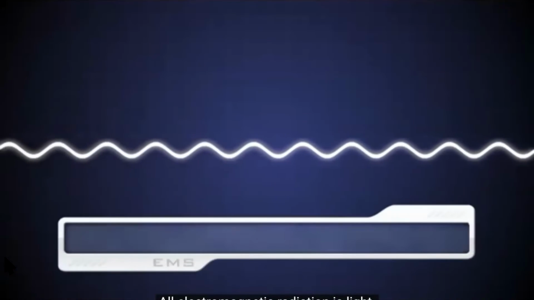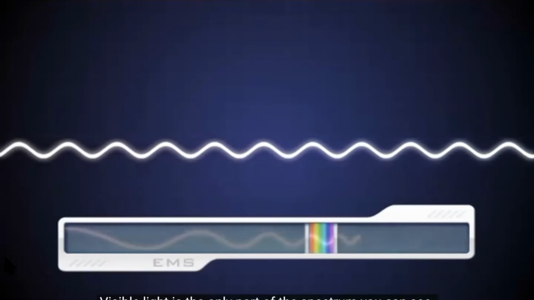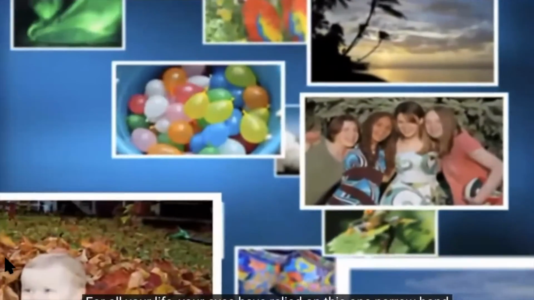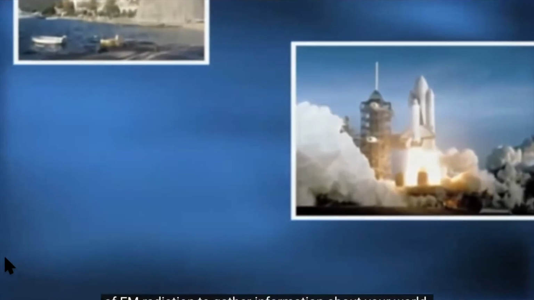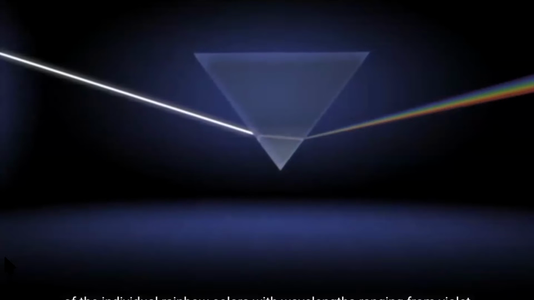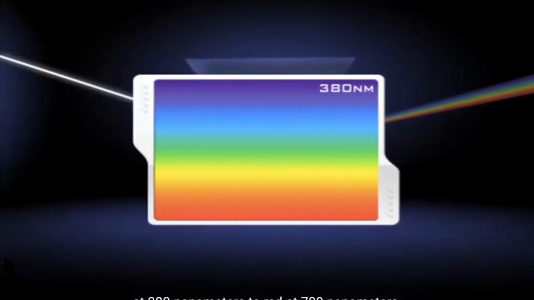All electromagnetic radiation is light. Visible light is the only part of the spectrum you can see. For all your life, your eyes have relied on this one narrow band of EM radiation to gather information about your world. Though our sun's visible light appears white, it is really the combined light of the individual rainbow colors with wavelengths ranging from violet at 380 nanometers to red at 700 nanometers.